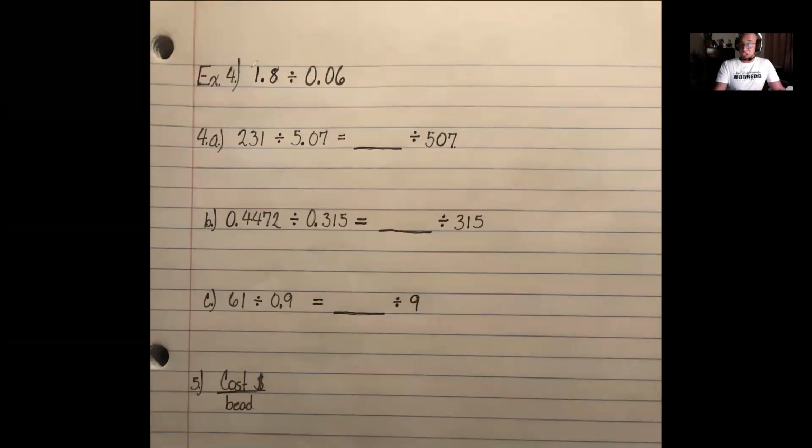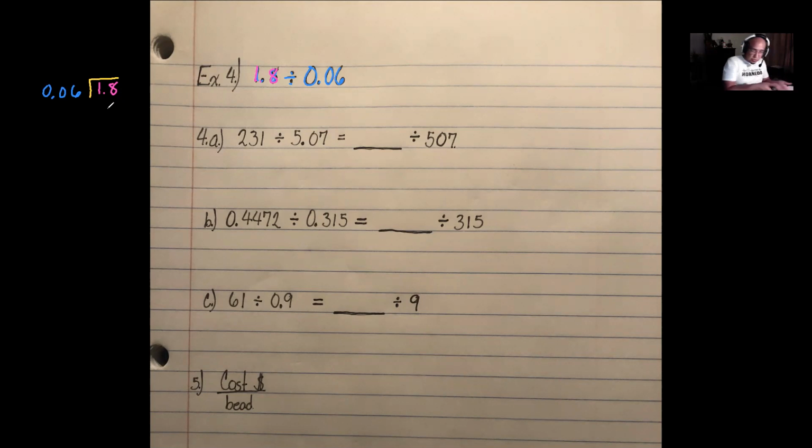It looks similar, but the decimals are in different places. We have 1.8 divided by 0.06. So now we have a decimal both on the dividend and on the divisor. Okay, so I'm going to do the 1.8 actually in pink so that we can see the difference. All right, so we have 1.8 divided by 0.06.